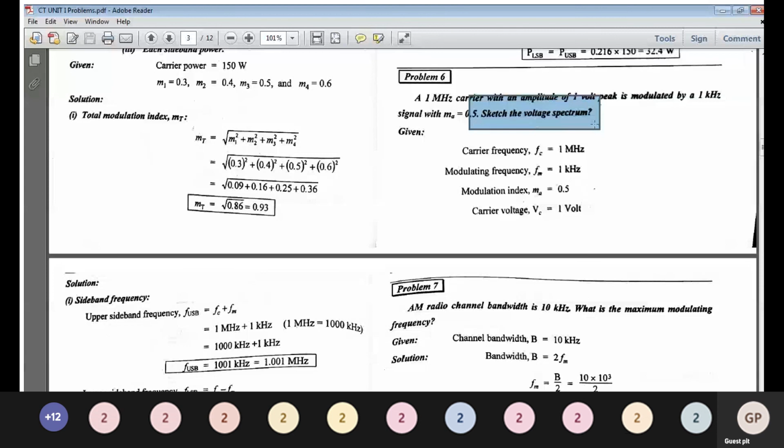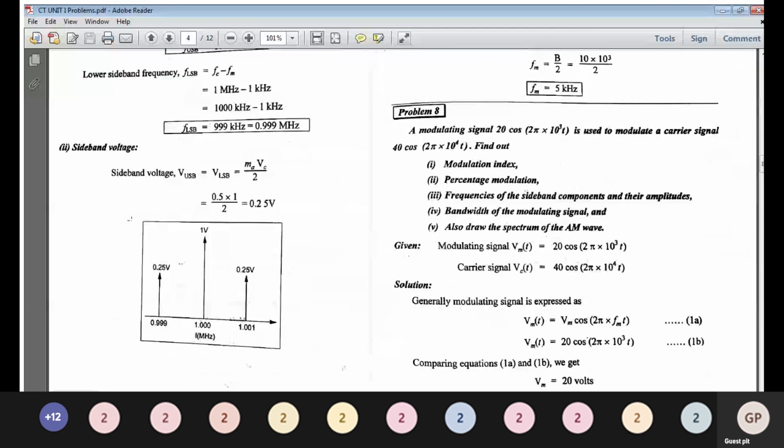Spectrum means in the x-axis we are using the frequency components. So for the frequency components in AM we have three spectrum lines. One is the carrier frequency. All of you see this diagram. In the x-axis we have three parameters: FC, FC plus FM, FC minus FM, three frequency terms. In the y-axis the corresponding voltage terms are there.